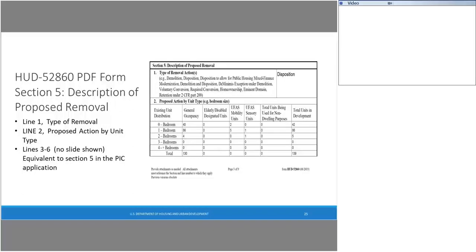Something else that's different than what's in the PIC is how the distribution of the units identify UFAS mobility units, UFAS sensory units. Very important, because we're going to put a pin right there, because here we are with another internal HUD review, which is from the FHEO. Victoria will go more in detail about that as well, but it's important because FHEO is very concerned how the Housing Authority plans to provide for the families that are in these particular units. So it's very, very important that your plan is spot on. Next slide.